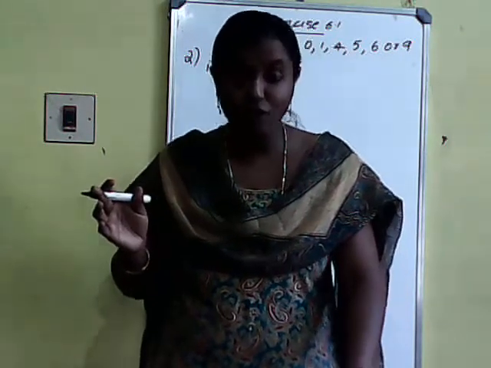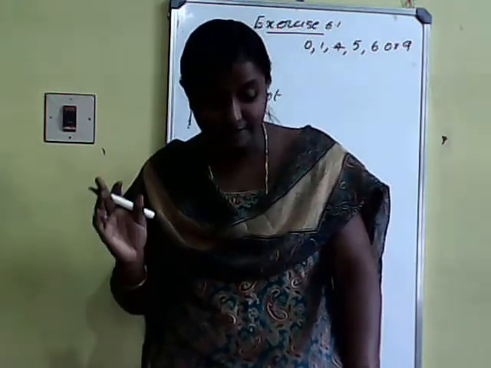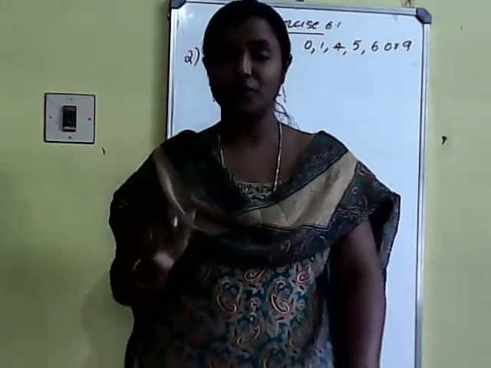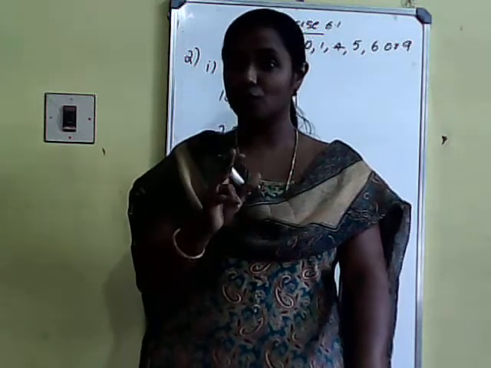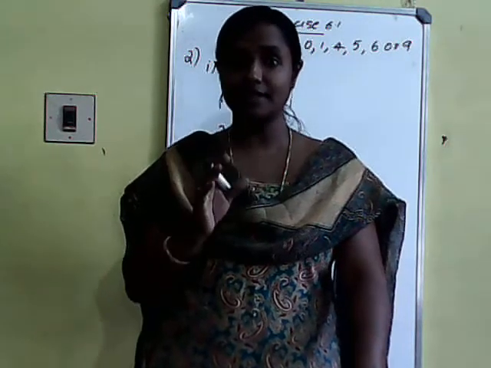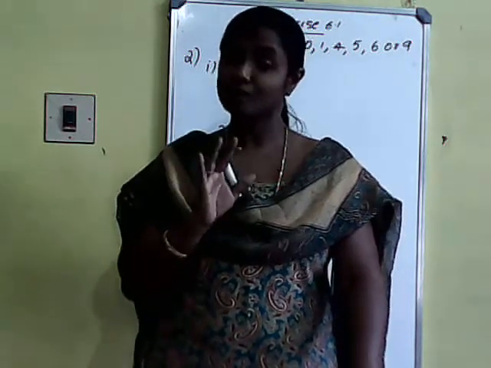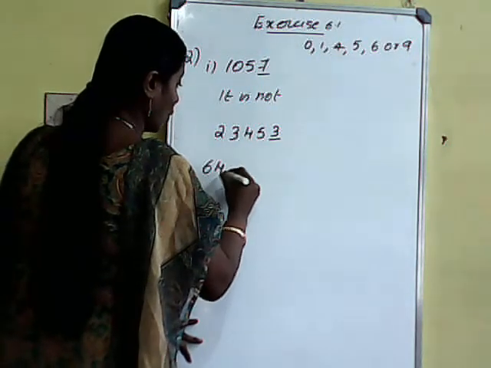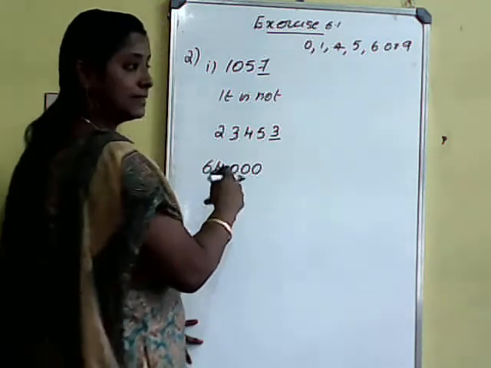Then the fourth question, with five or six twos: 222222. Again here the units place is 2, so we can clearly, obviously say that this number is not a perfect square. Then the next one, 64000. Is it a perfect square?